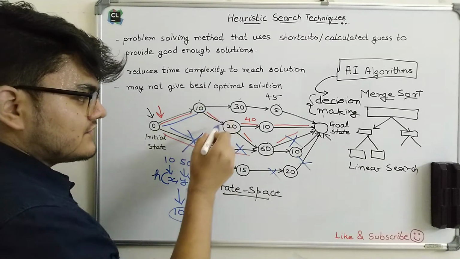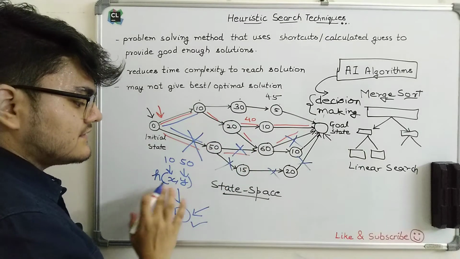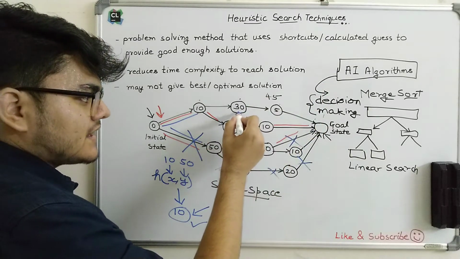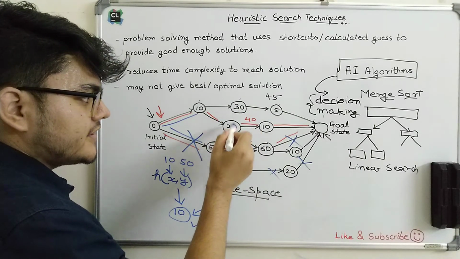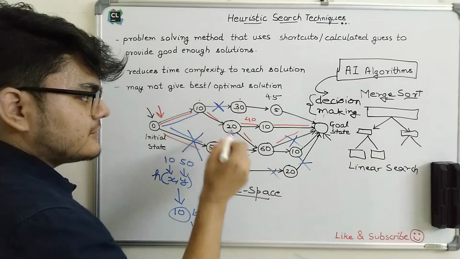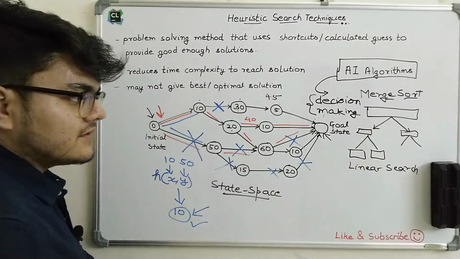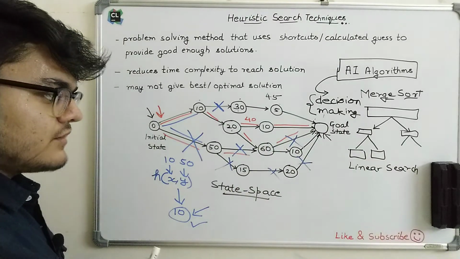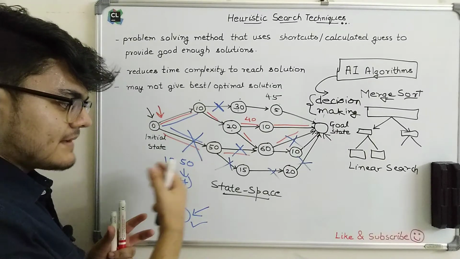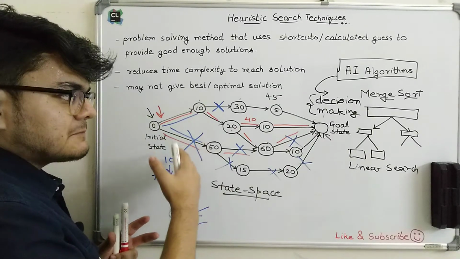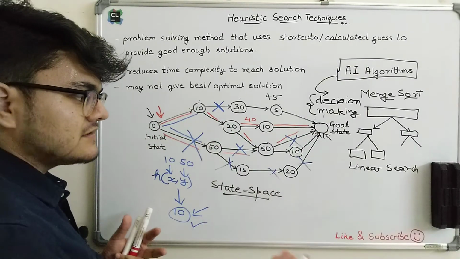Now see the situation here. From 10 we have 20 and 30. Again we will calculate the heuristic guess, which is that I will explore only the path which has minimum value. From 30 and 20, I will not explore 30 because it is greater, right? I will do this again and again until the goal state is reached. So what I'm trying to do here is use some calculated guesswork to explore only that path which can lead to an optimal solution.